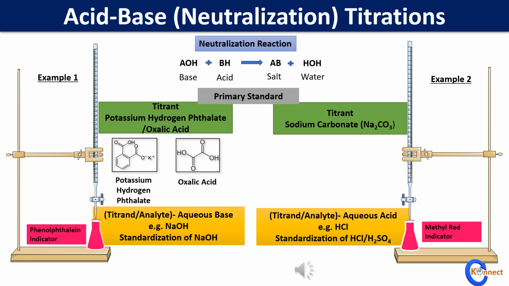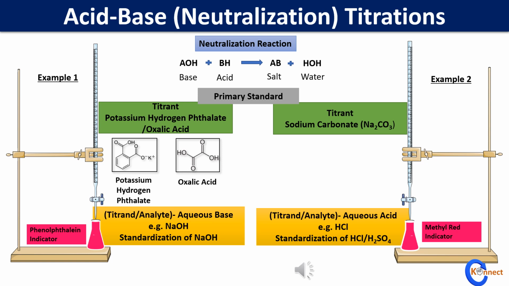Here, I am presenting two examples of acid-base titrations. In example 1, NaOH is being titrated or standardized against either potassium hydrogen phthalate or oxalic acid. Here, standardization of NaOH means finding out normality or molarity of the NaOH solution.